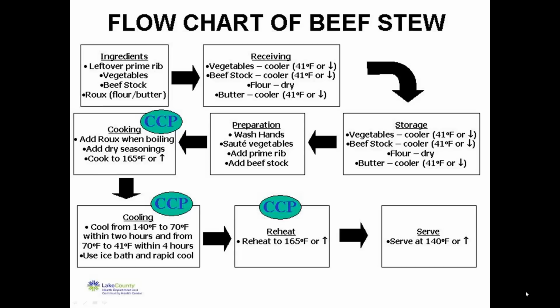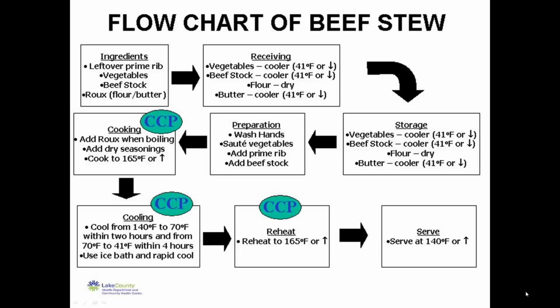The main idea today is to talk about the actual flow chart of prepared foods. And in this case, we're going to talk about beef stew. So some ingredients: leftover prime rib. So let's say you serve prime rib at your restaurant, and so you have leftover, you may make beef stew. Vegetables, beef stock, and roux, which is made from flour and butter.